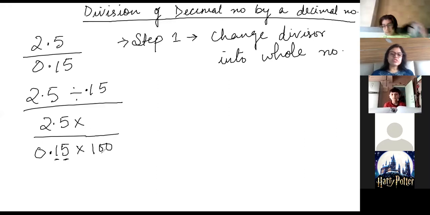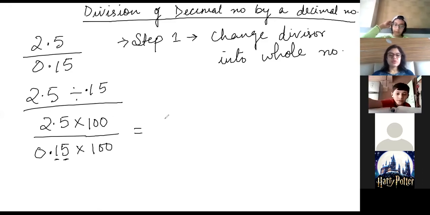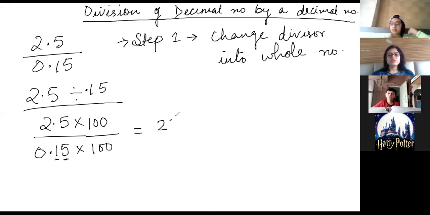So because I'm multiplying the denominator with 100, you know, in fraction, whatever we do in the denominator, the same thing we have to do in the numerator also. So I will have to multiply with 100 in the numerator also. Now what will be my answer in the numerator? 2.5 into 100. What is it? 250 divided by 15.